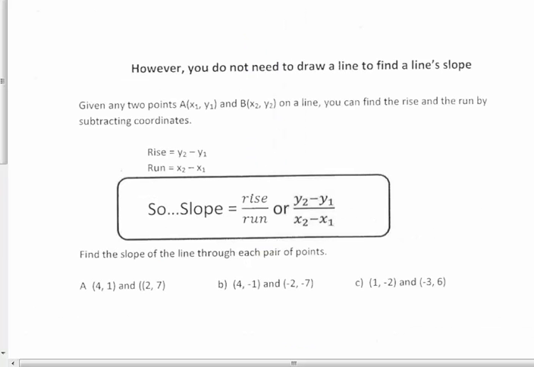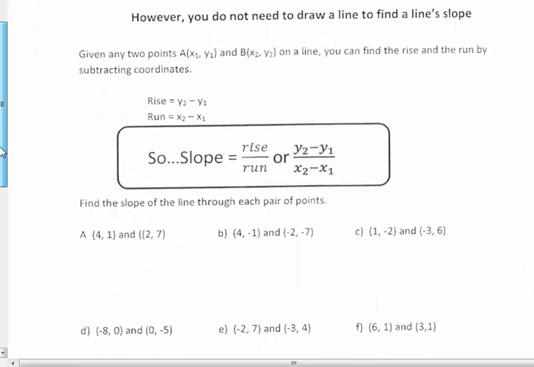And page 7. However, you do not need to draw a line to find the slope of a line. Given any 2 points, x sub 1, y sub 1, that could be the first point A, and B, x sub 2, y sub 2, is how you read that. On a line, you can find the rise and the run by subtracting the coordinates. So this is what I call the delta y over the delta x, right?